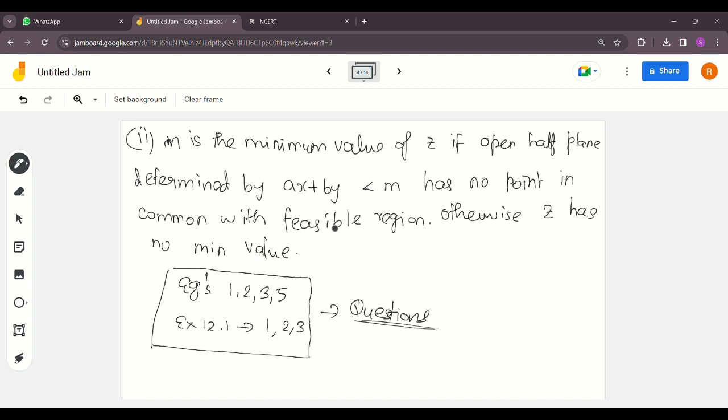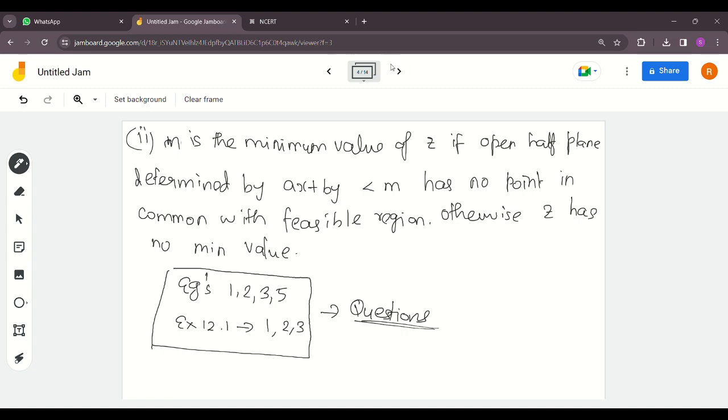Suppose they ask you to minimize the value, then the minimum value is 0. So 0, 0 is the solution for this. So this is how you will have to solve your given LPP problem. Now I have explained everything along with an example problem. So this is how an LPP problem should be solved.